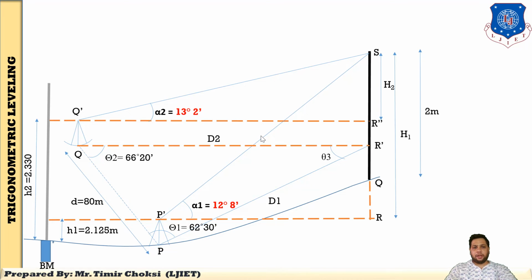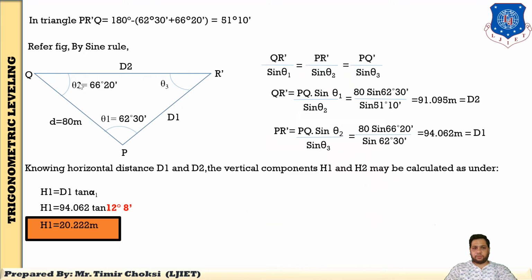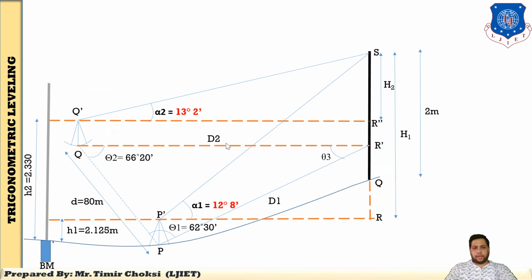You are directly starting the example from this triangle. Here I have already explained this figure in the derivation. You know that theta 1 is given, theta 2 is given, alpha 1, alpha 2, small h1, small h2, small d, all data is given, and I have put all the data in the figure.